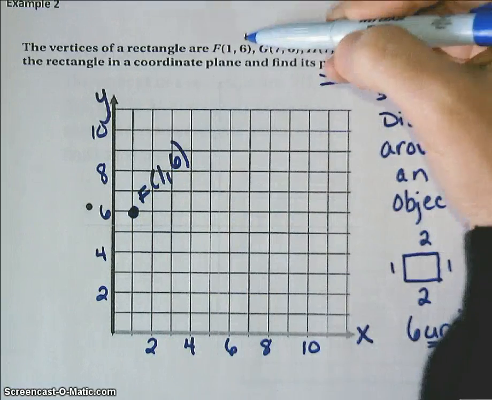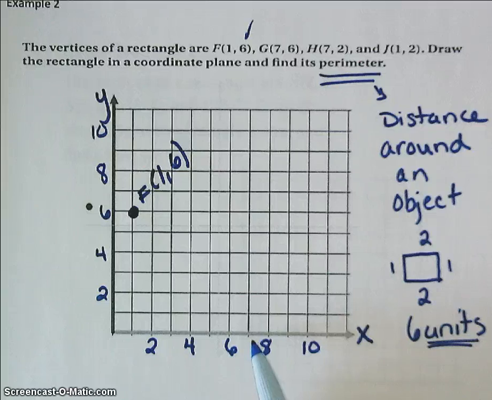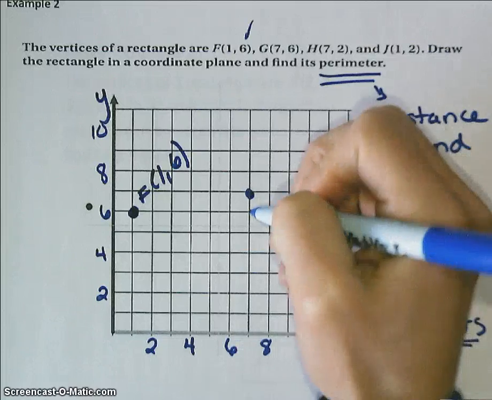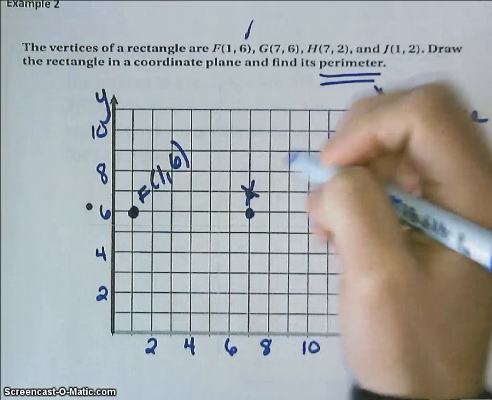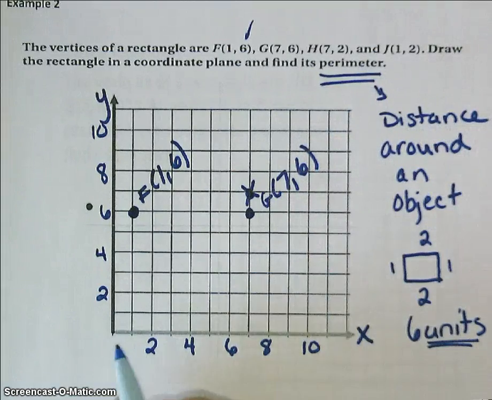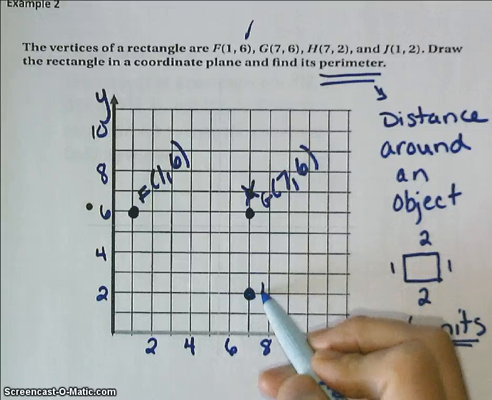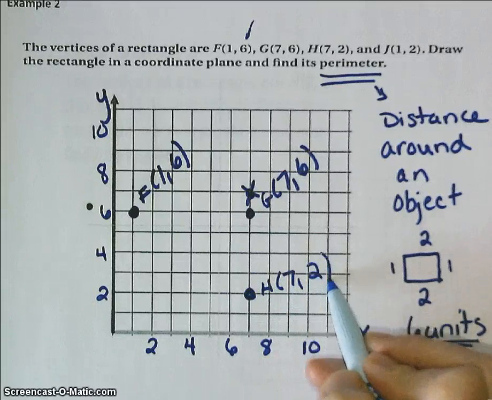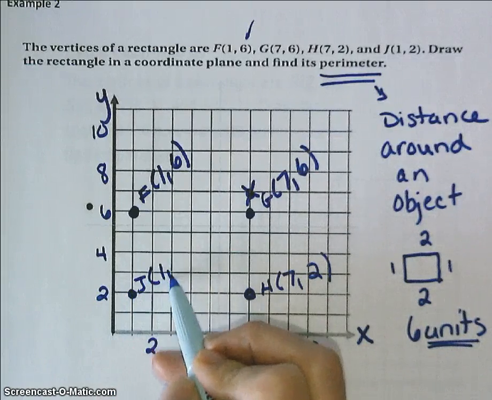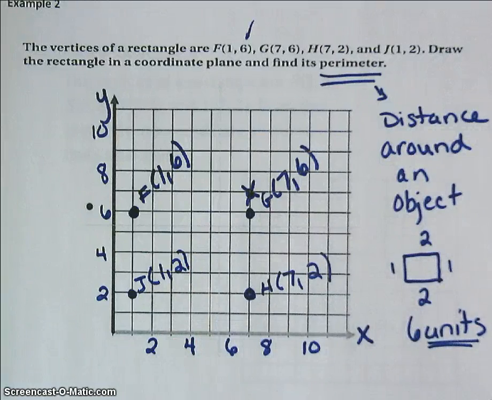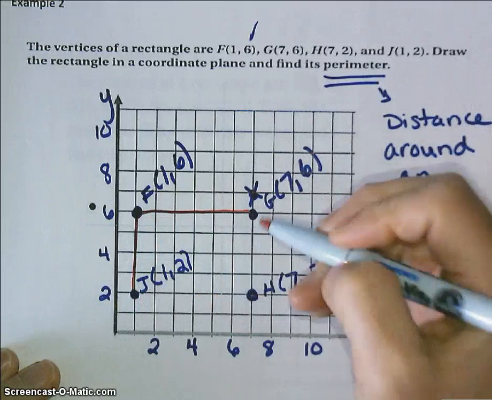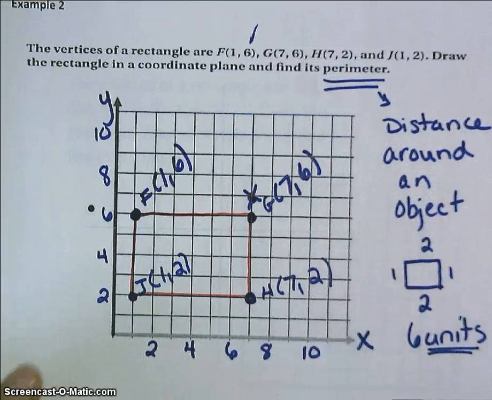And then I have G, which is 7, 6: over 7, up 6. I plotted that wrong point, so right here, let's put an X there. Okay, and then H is over 7 and up 2. And J is over 1 and up 2. And it says draw the rectangle, so now we have to connect our dots in rectangle form. And then there's my rectangle.